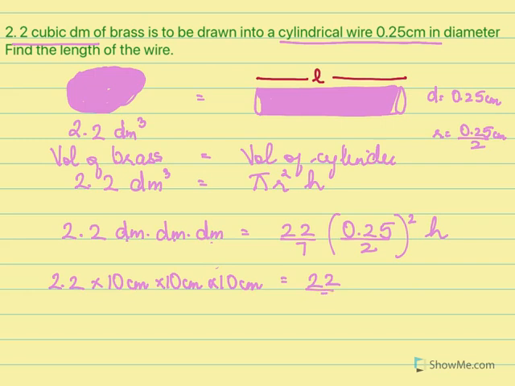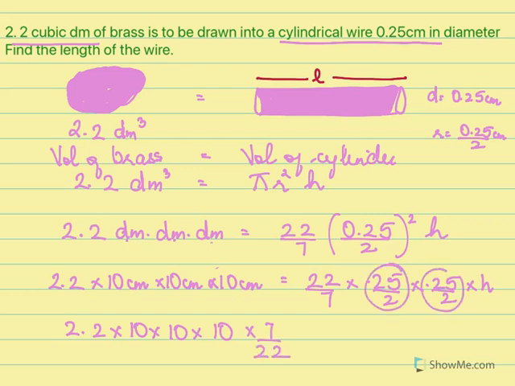Next, this is 22 by 7. This is 0.25 over 2. So again here 0.25 over 2. This is into h, so we need to find the value of h, which will be 22 into 10 into 10 into 10. This goes on the other side and becomes 7 over 22. This and this also go on the other side, and that becomes 2 into 2 over 0.25 into 0.25 into h.